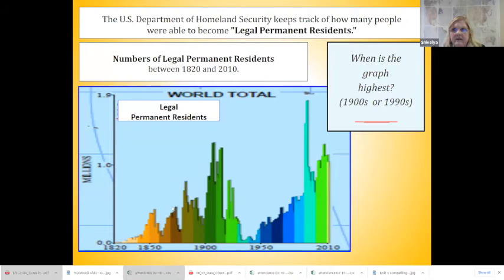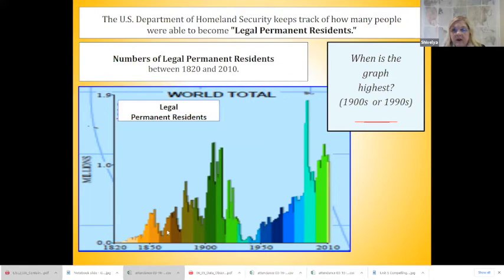This is another graph that shows us, again, a comparison. This is the number of legal permanent residents comparing from 1820 all the way up to 2010. So again, kids start to recognize some things. They notice this huge spike here in the 1980s approximately. And it gets them asking some questions, thinking about it a little bit more.